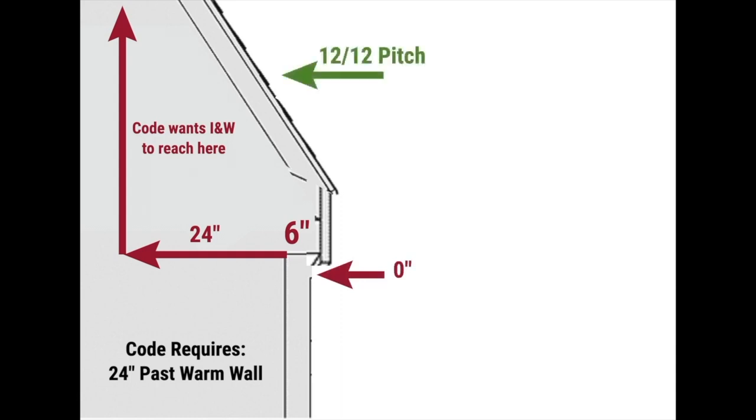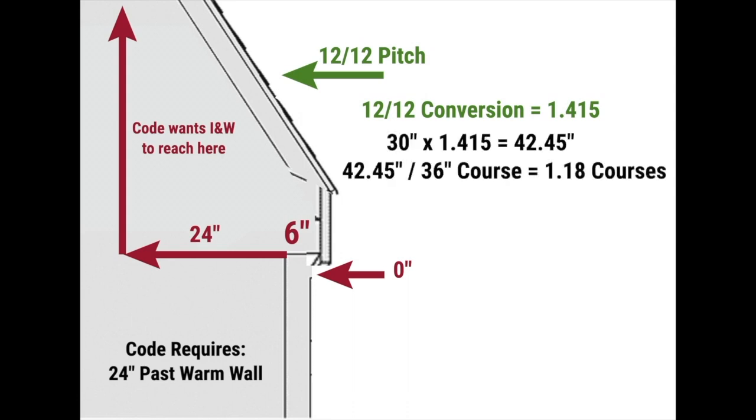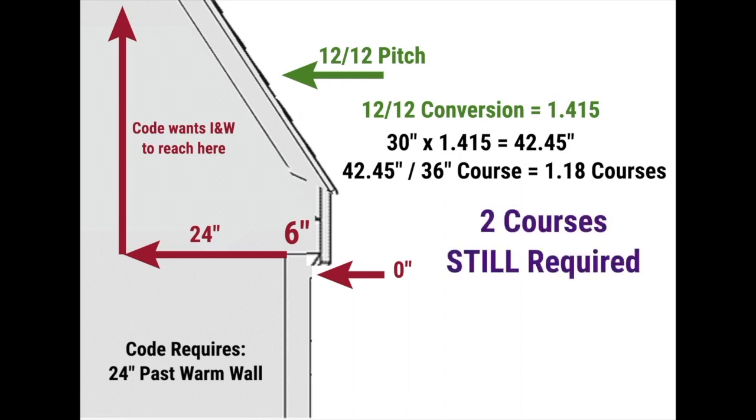For this scenario, let's say the roof is pitched at 12-12. Going back to the conversion, a 12-12 pitch converts to 1.415. So when you look at the math again, we have 30 inches to account for times 1.415, which equals 42.45 inches. 42.45 inches divided by 36 inches per course equals 1.18 courses. Again, we are going to round up, and even though there is 0 soffit, we are still going to require 2 courses to meet the regional code based on this pitch.